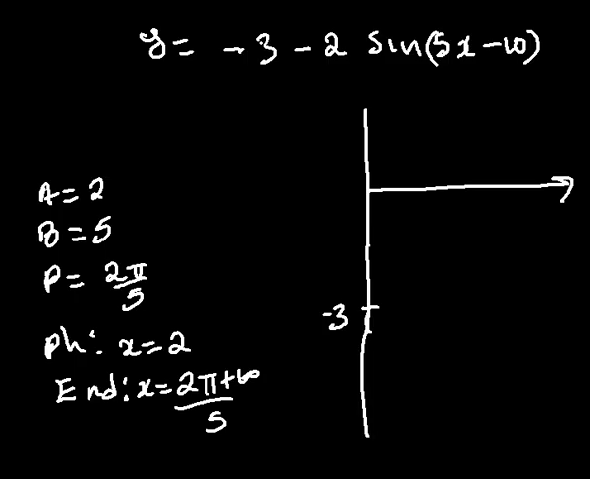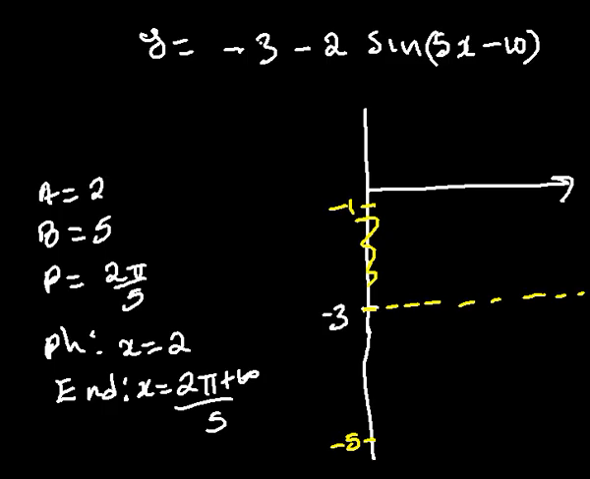It means the graph will be drawn within this center line. So if the amplitude is given as 2, how far should we move from -3 up here? It means we are to be at -1. And here we should be at 5.